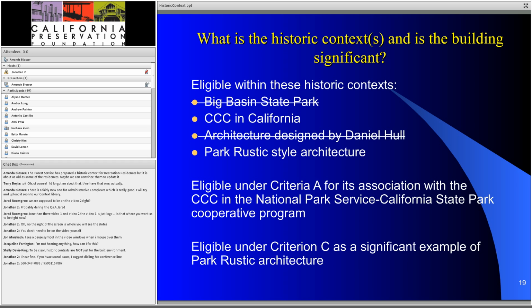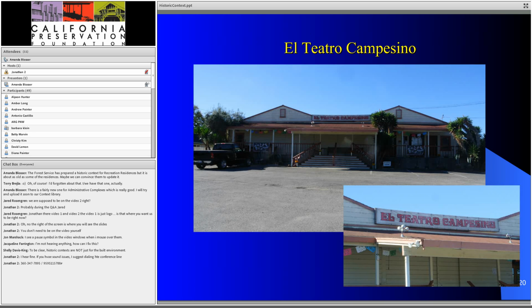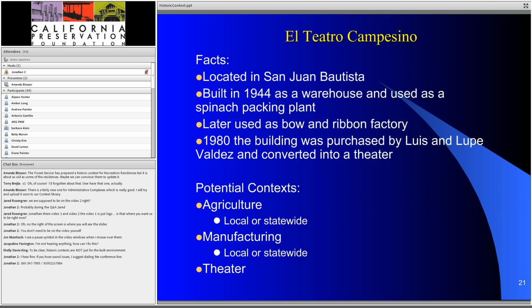So moving right along, the next example is one that I'm currently writing a nomination on, so I gave away the punchline again. We'll pretend like we don't know whether it's eligible. I mean, you look at the picture of El Teatro Campesino, and it doesn't look like much. So the facts about the building: it's located in San Juan Bautista. It was built in 1944 as a warehouse and used as a spinach packing plant.